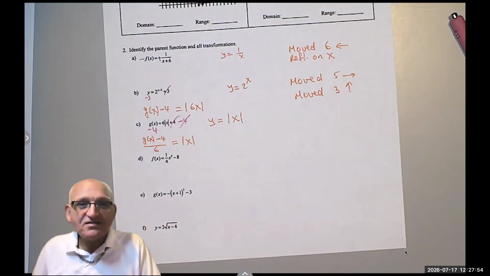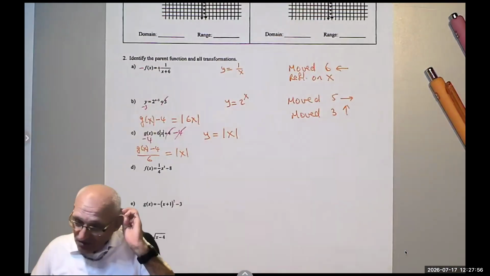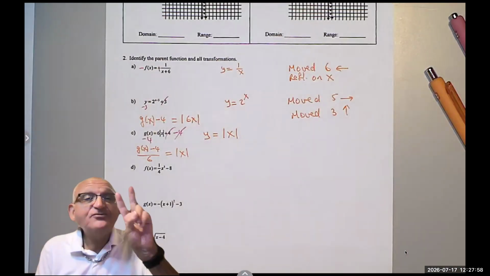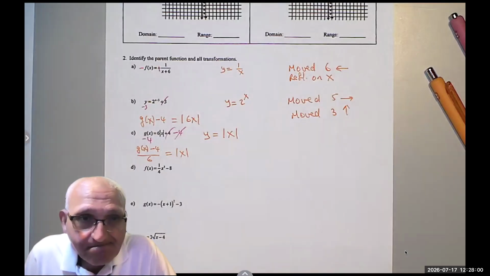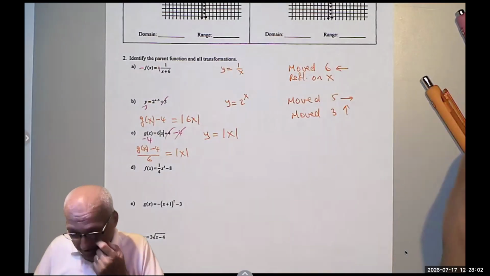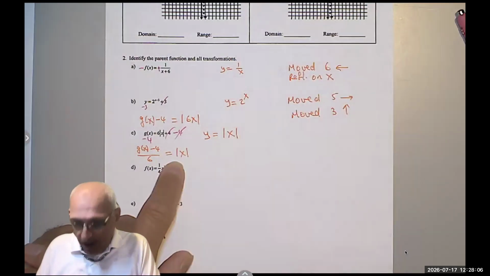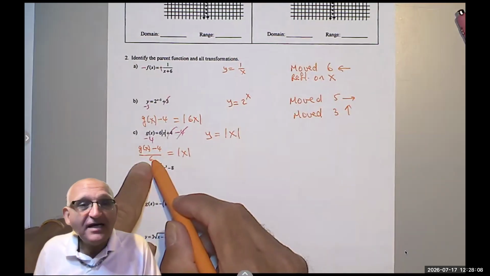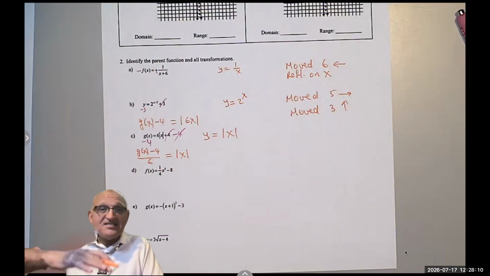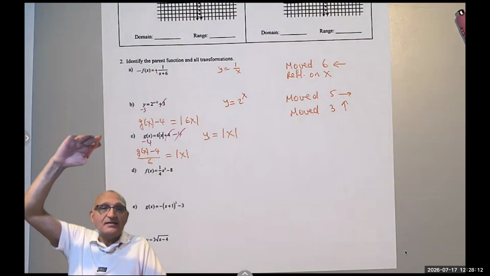Now I want you to see something important. That's what I was going to discuss. You have two ways to proceed. You could have said, I didn't do anything to the x, but I multiplied the y by 6, meaning I stretch the y 6 times.